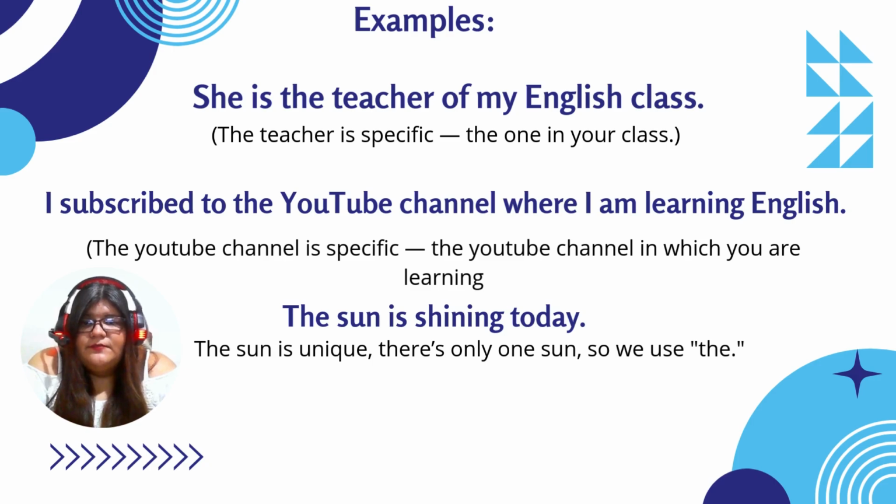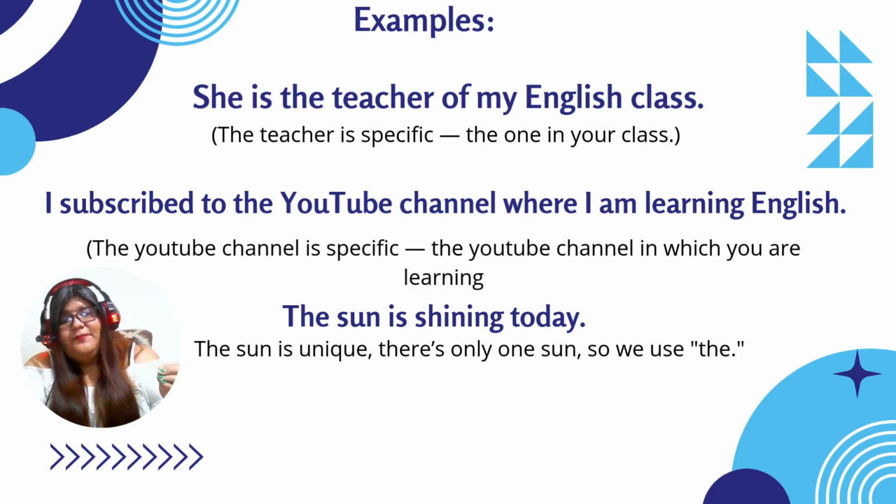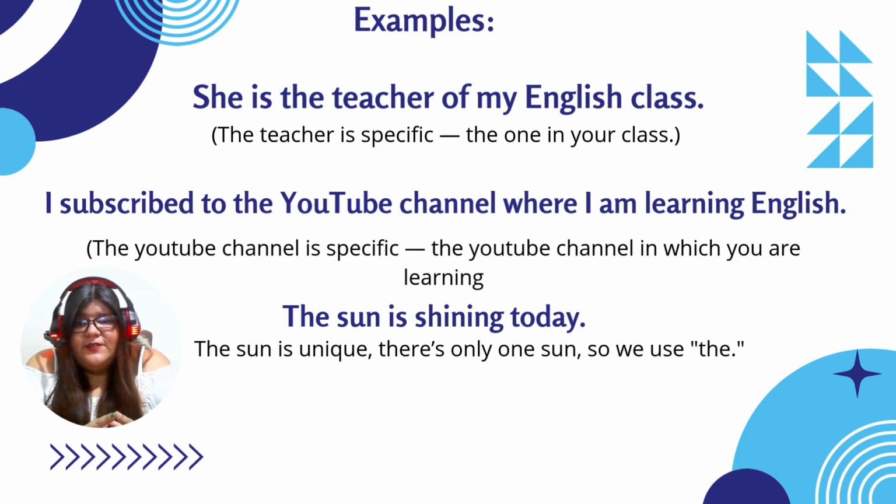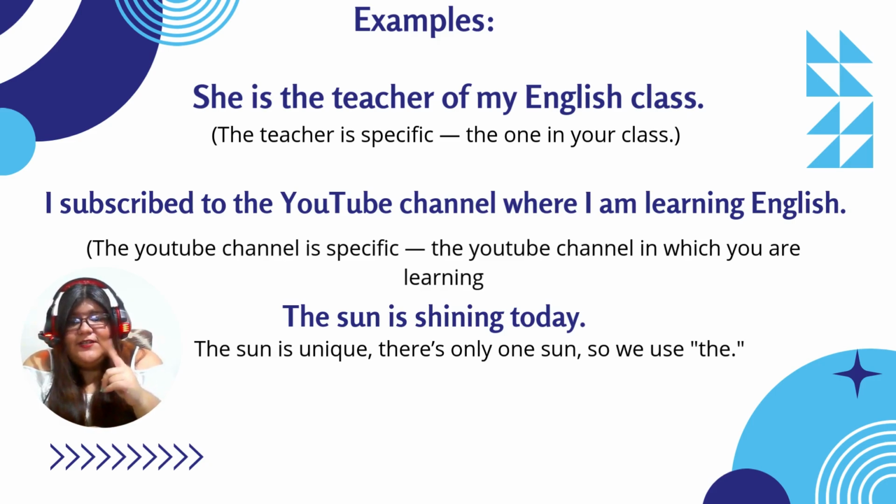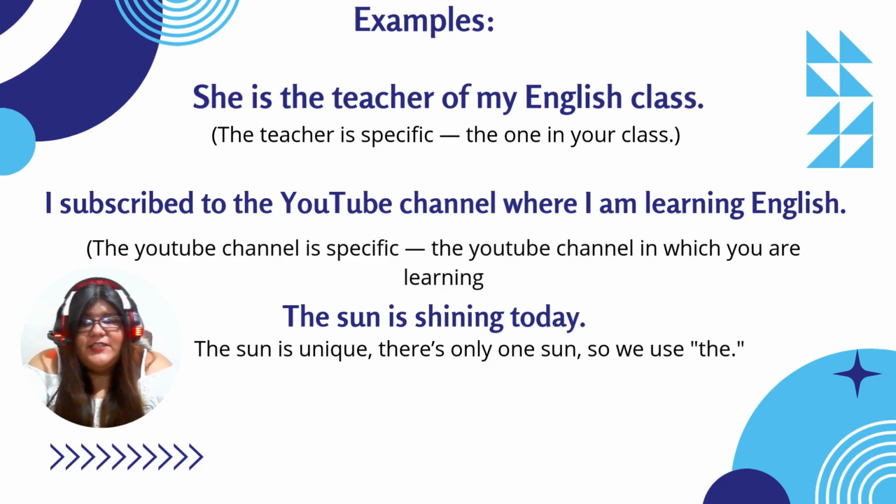Then we have another clear example. How many suns do we have in the world? We just have one sun. The sun is shining today, right? The sun is unique. There is only one sun. So we use the article the.